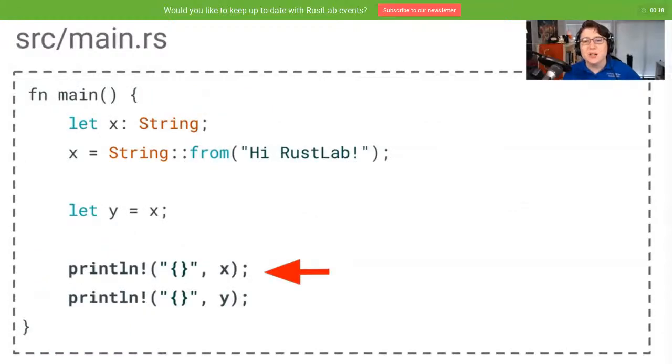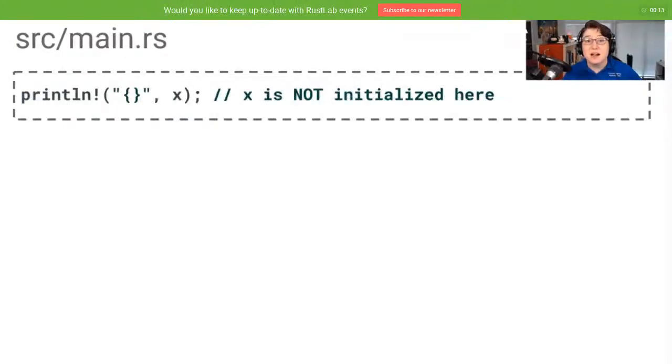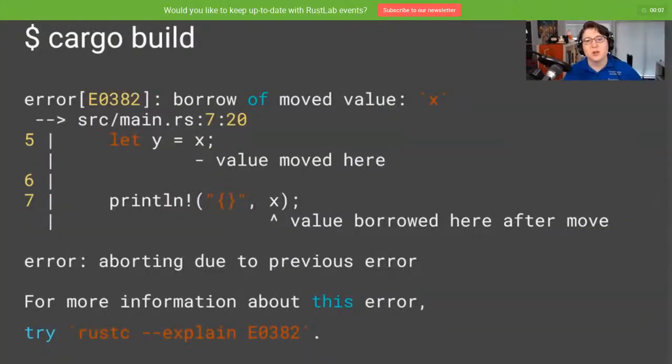This means when we get to here, where we try to print x, x is not initialized at this line, so we cannot print it. And that's what generates this particular error. We're attempting to use a value of a variable after it has been moved.